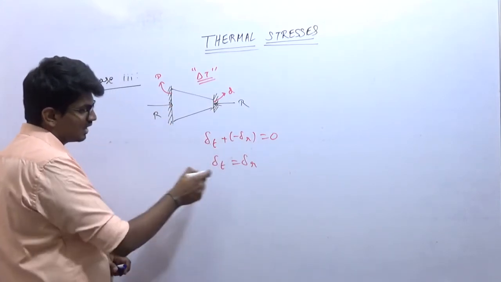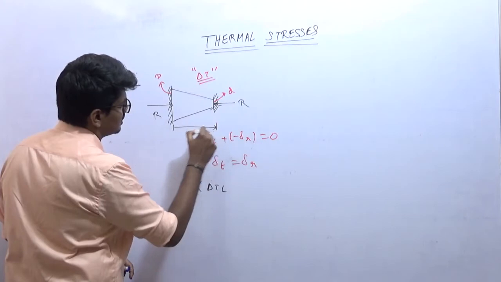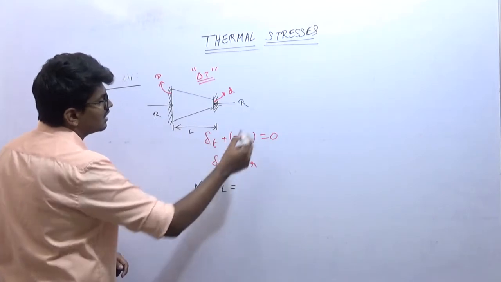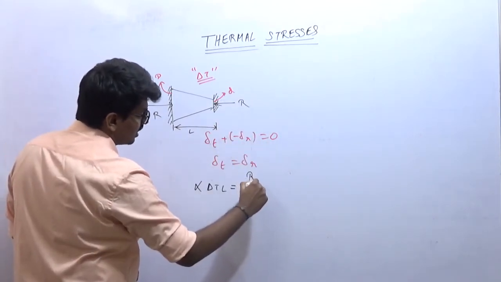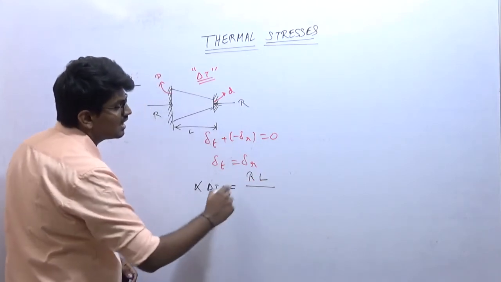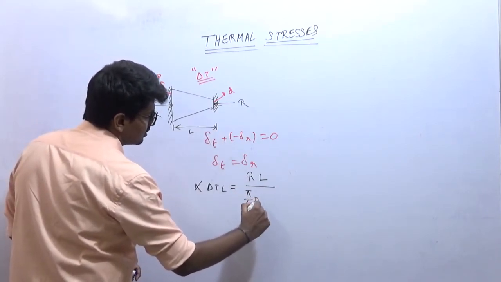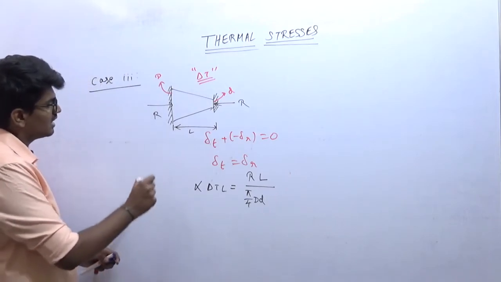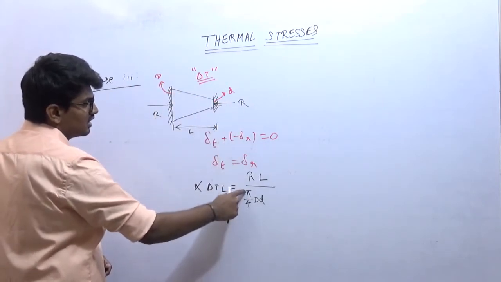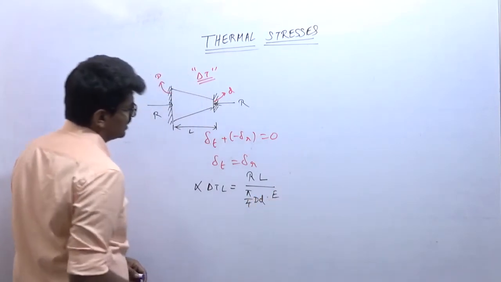So delta T is nothing but alpha delta T into L, let the length be L. That is equal to delta R, which is due to this reaction, R L by A E, that is PL by AE. Which area do I need to consider? Generally the area of a circle, if it is a uniform cross section, is pi by 4 D square. Since it is a tapered bar, I need to consider pi by 4 D into d, into Young's modulus E.